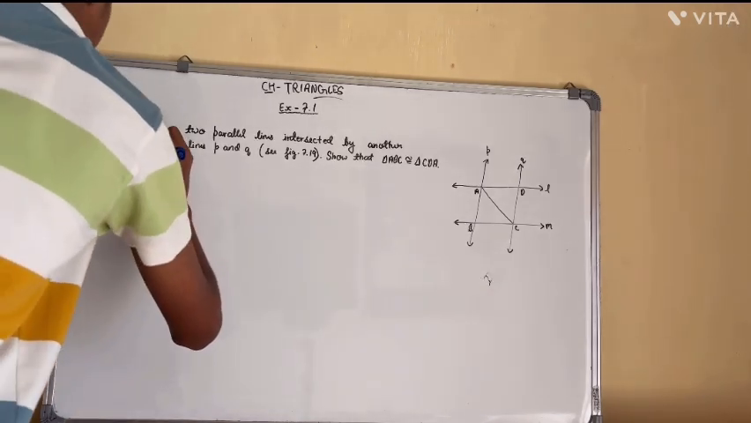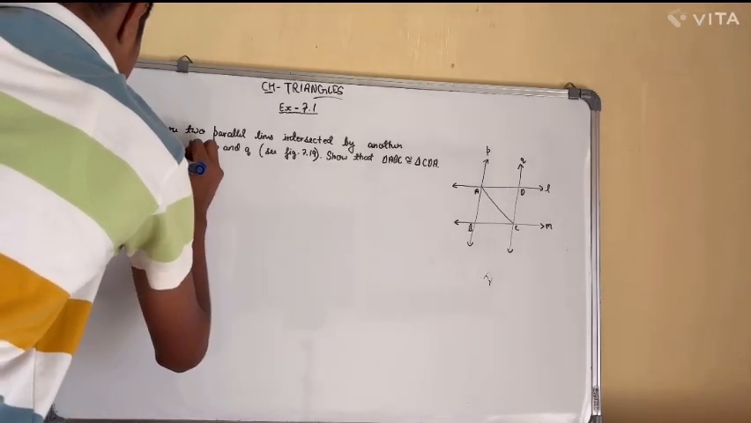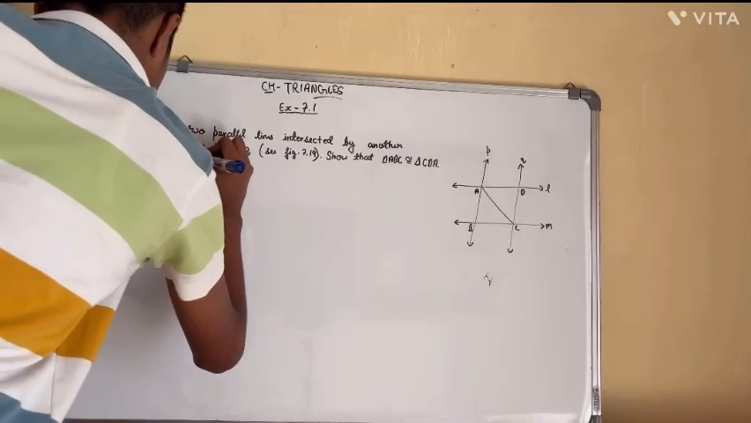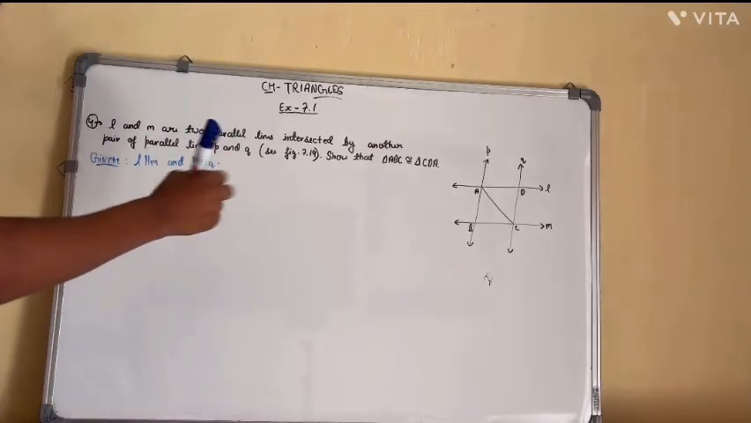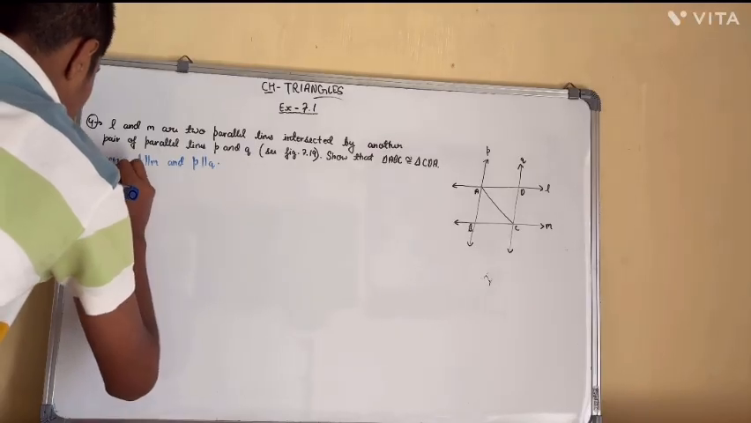Given is L is parallel to M and P is parallel to Q. This is given in the question. What we have to prove? We are writing to prove.